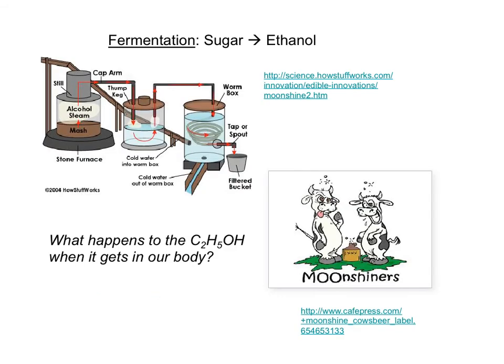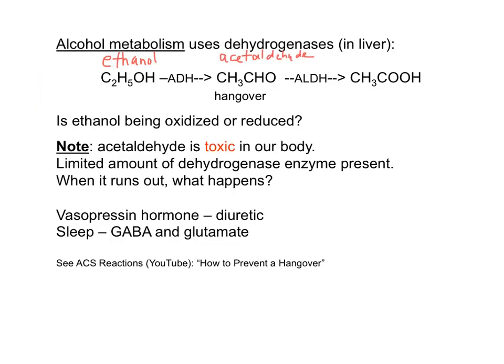Ethanol is the alcohol us humans can drink without getting too sick. What happens to the ethanol when it gets in our body? Here's what happens. Stop the video and answer this question. And the answer is, ethanol is a primary alcohol which is oxidized to acetaldehyde.